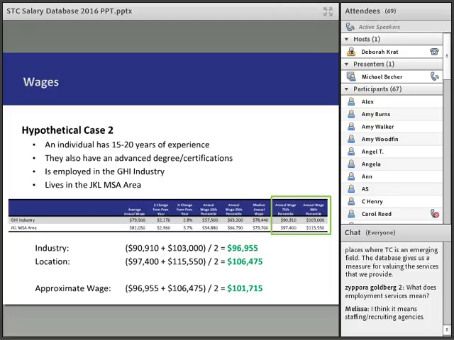We do the same thing for the location, which yields us $106,475, and then we combine the two. So we take, again, the number from the industry, the number from the location, add them together, divide by 2. This allows somebody who feels they're right in between that 75th and 90th percentile to see how you can get that approximate wage of what you should be making based off of your industry and your location combined.